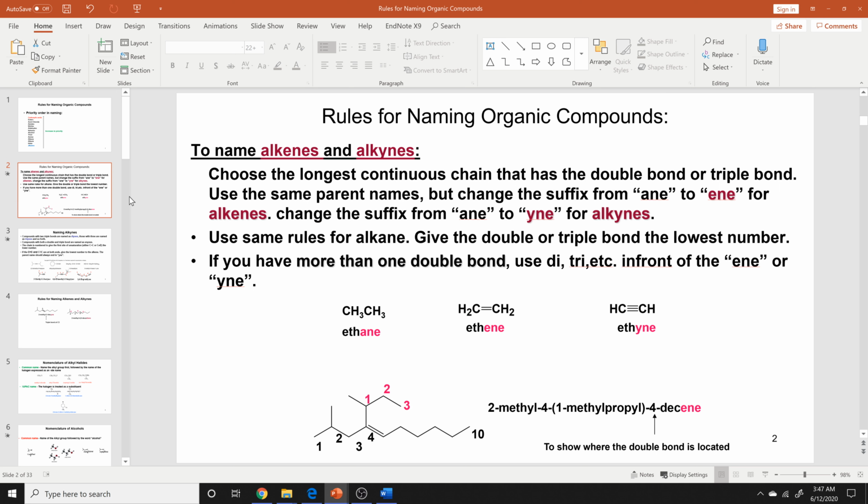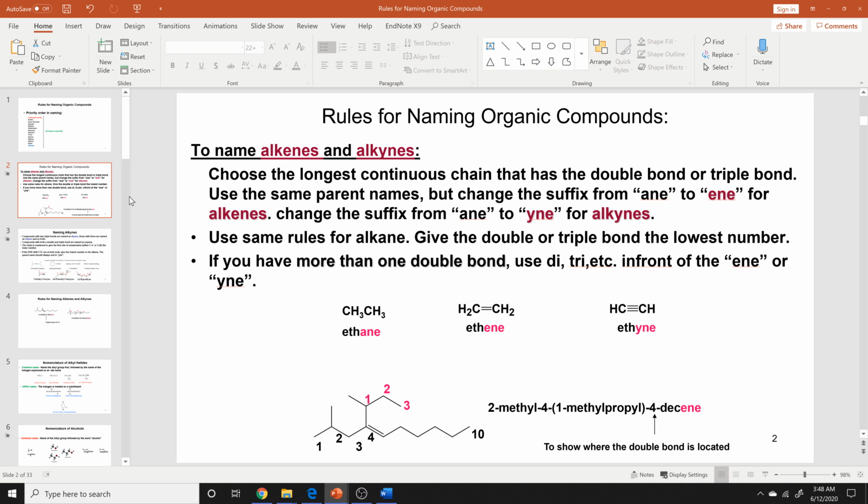To name alkenes and alkynes, let's start with alkenes first. You choose the longest carbon chain that has the double bond. So if you have two chains, one has the double bond, the other one doesn't include the double bond, please choose the one that includes the double bond, no matter how many carbons there are in this chain. Even if it's a shorter chain, you have to include it. You have to choose it so that you can name your alkene.